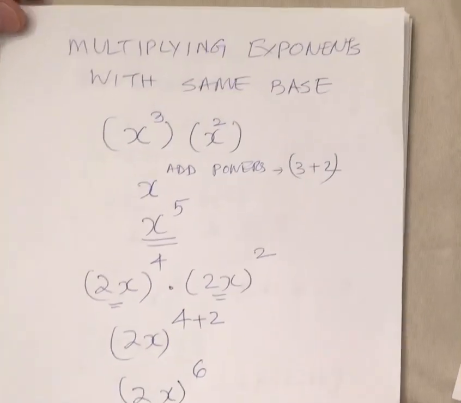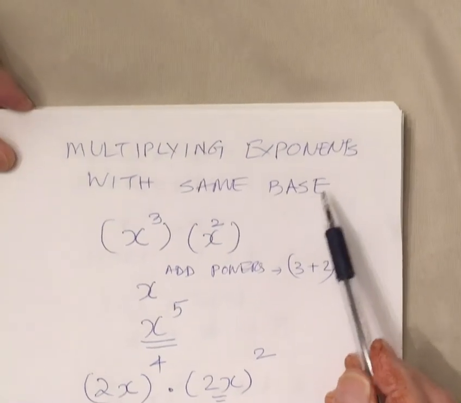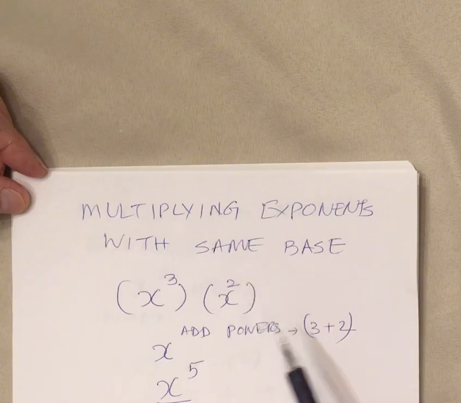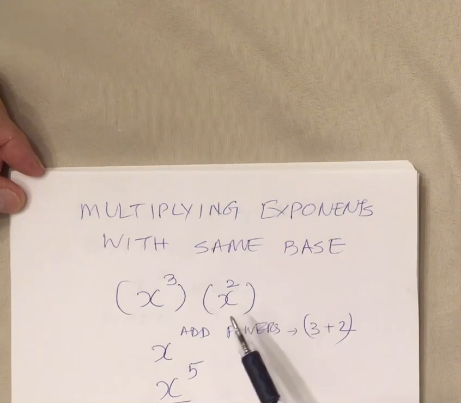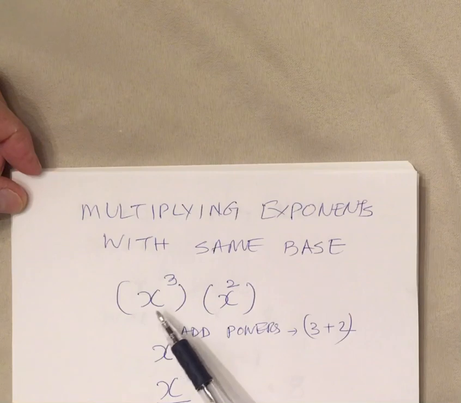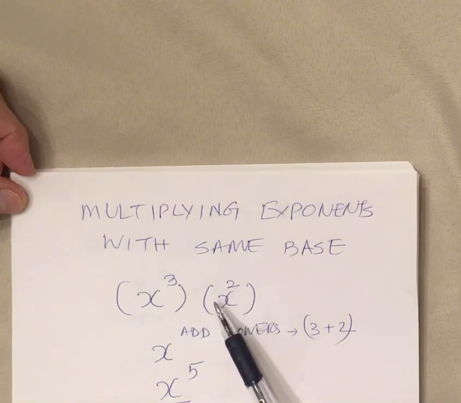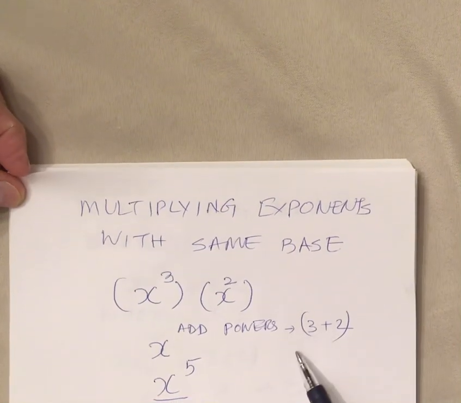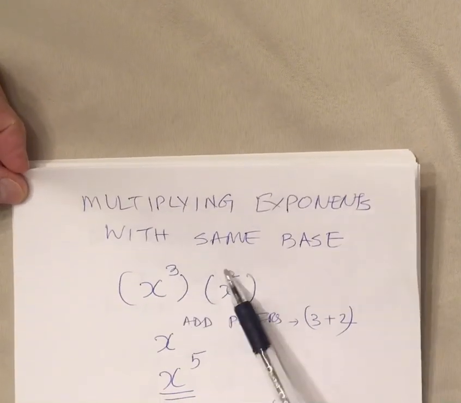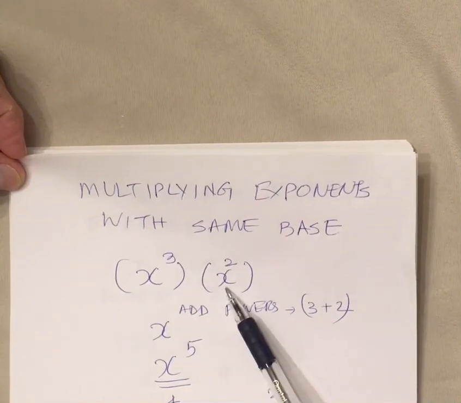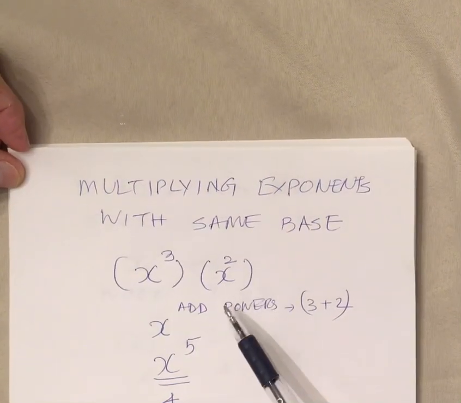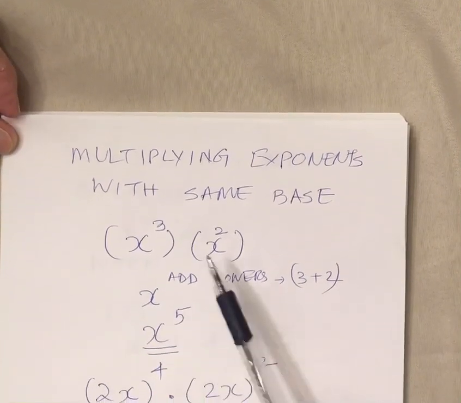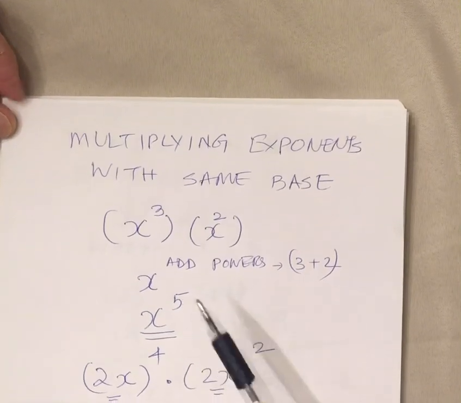The next topic we're talking about now is multiplying exponents with the same base. This means the base has to be the same when we multiply. Say, for example, we have x to the power 3 times x to the power 2. In this case, we add the powers, 3 and 2. x is the base, so the base has to be the same when you multiply. Then finally, we have x to the power 2 plus 3, which is 5.